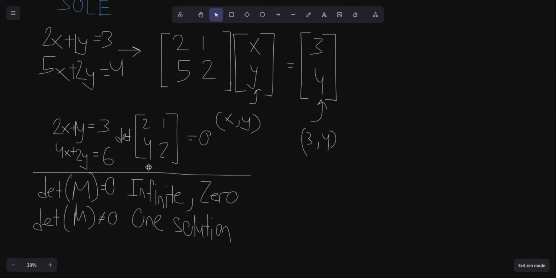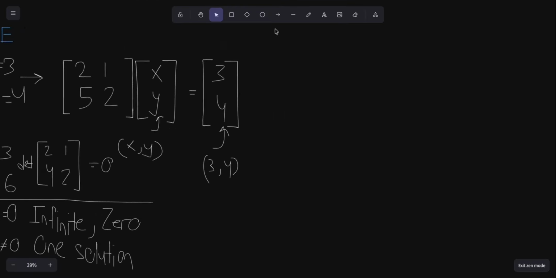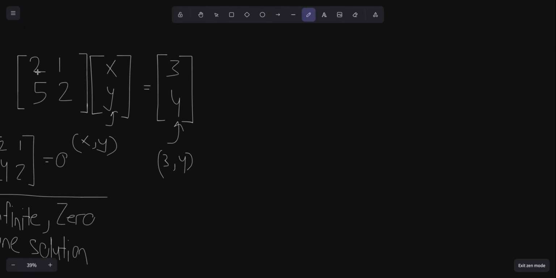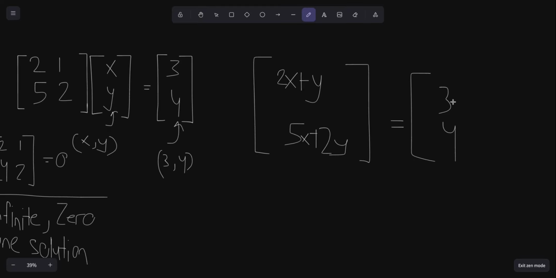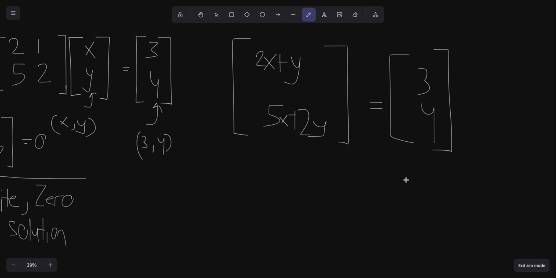So if we expand out the matrix multiplication, right? So let me just expand it out right here. So this is just going to be equal to, well, I kind of said it before, but 2x plus y. And then down here, this is going to be 5x plus 2y. And that's going to be equal to the vector of 3, 4, x component for the y component.